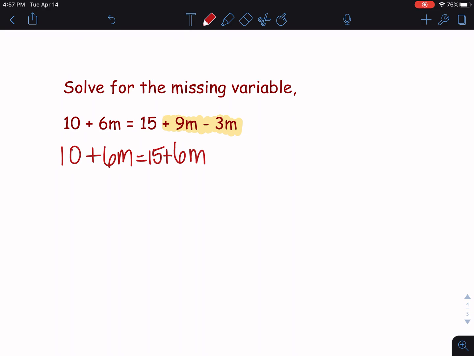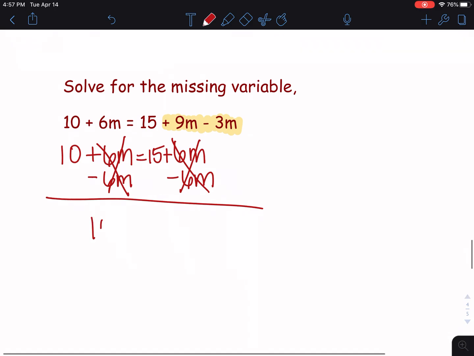And now I have variables on opposite sides, so I'm going to move them to the same side using inverse operations. Once again, I'm going to use that subtraction. I don't want to break up that multiplication because I want to keep the 6 and the m together for right now. Positive 6m minus 6m is 0, and as you can see, our variables are canceling out on both sides, and what we're left with is 10 equals 15.